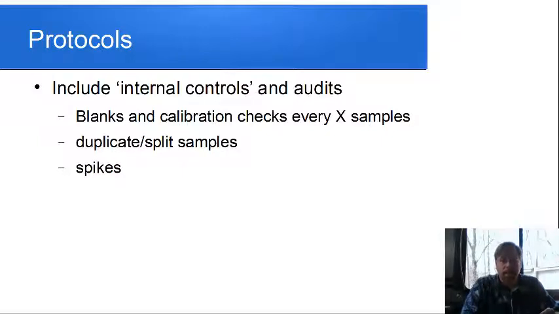Another thing that some of these commonly include is duplicate or split samples. So usually you have the same sample in 2 small vials, or you've got basically two samples from 2 identical samples, be a duplicate. The last one is spikes.